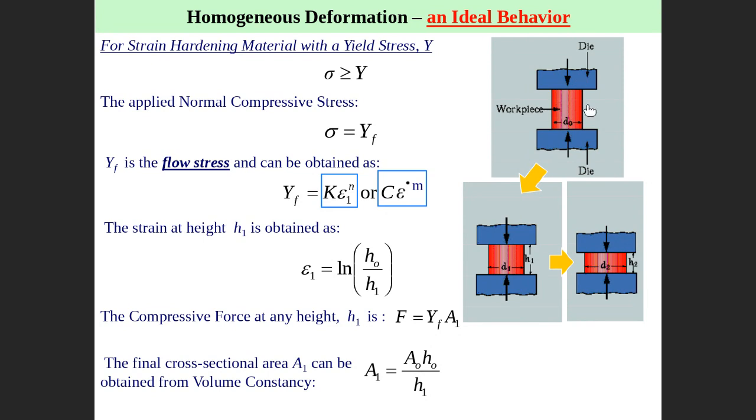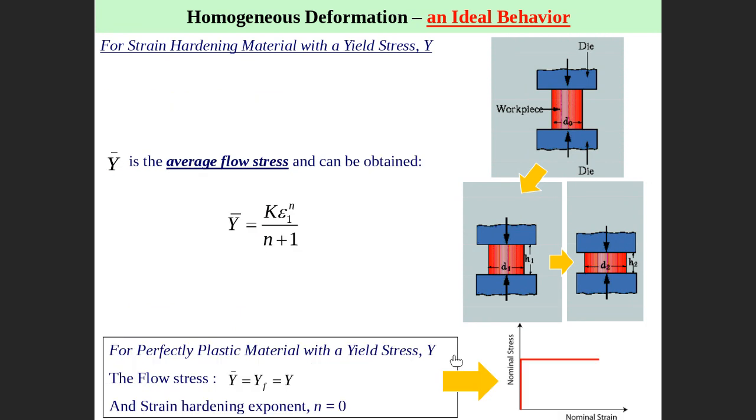Then if you know A0 and you know H1, then you can get A1. A1 equals A0 divided by H1. This is the volume constant equation. Then you can get A1, the area at 1. Also, the same way, you can get the area at 2. Then you can get any area. Then you can see that you can get the force in every case, right?